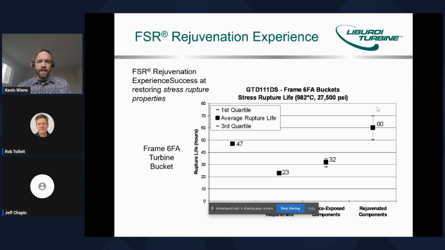So this shows some property changes over time for a specific component, a frame 7FA bucket made of cast GTD 111 DS material. So it shows an initial drop in rupture strength and then re-establishment of that strength through rejuvenation.